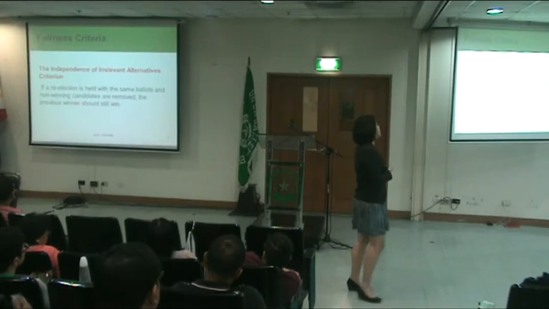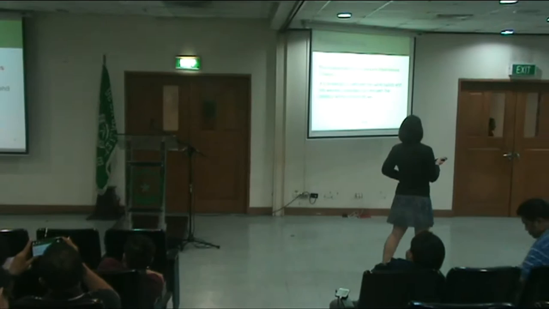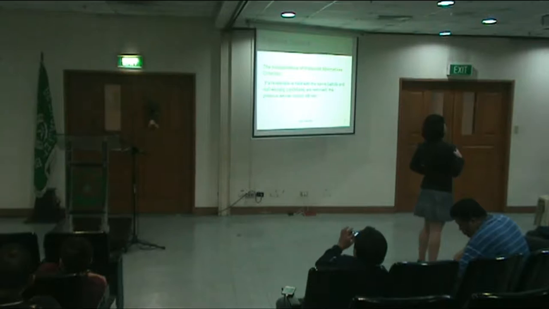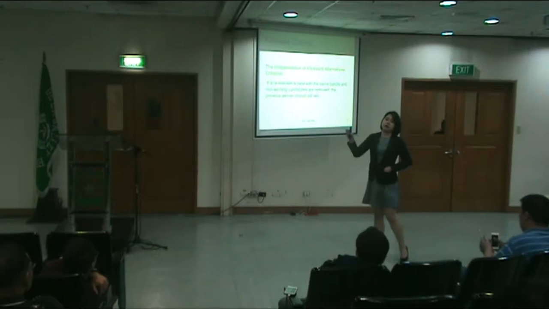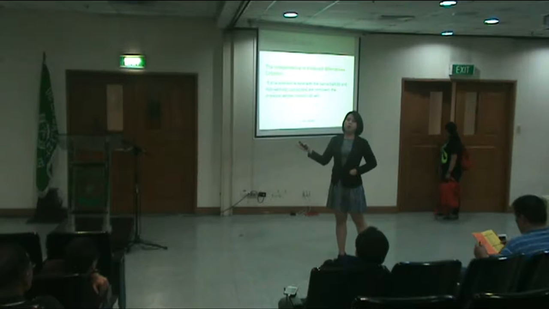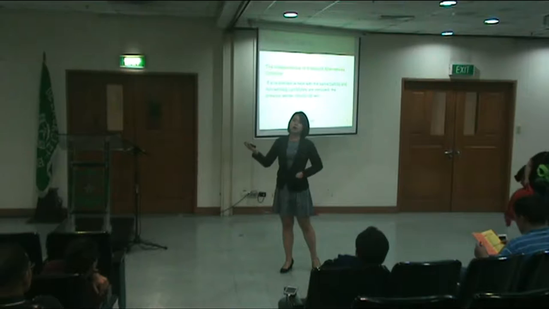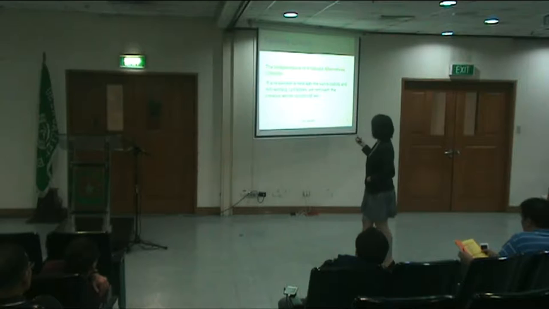So next is the independence of irrelevant alternatives. If a re-election is held with the same ballot and non-winning candidates are removed, the previous winner should still win. That means if you take away the last candidate, the one with the least votes, the same winner should be the result. If that's the case, then we satisfy the independence of irrelevant alternatives.